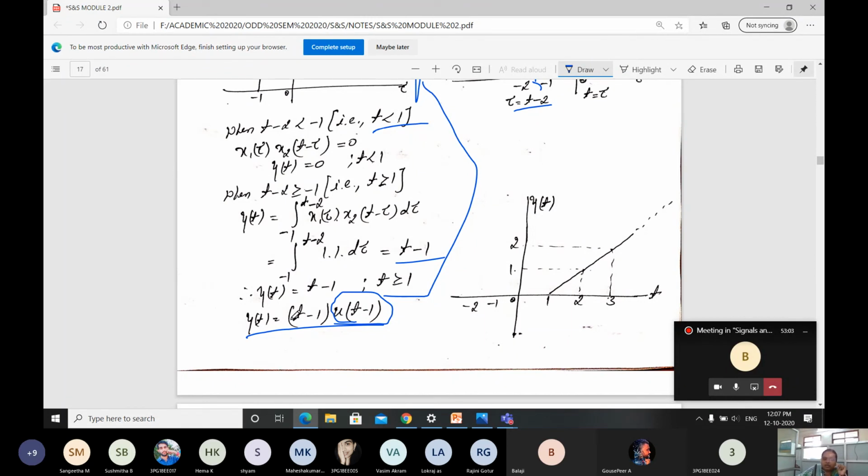When t equals 1, 1 minus 1 will be 0, right? And u of t minus 1 from 1 onwards is an increasing function. U of t minus 1 is always 1 only. Just focus on these values. When I substitute t equals 2, 2 minus 1, you will get 1. When t is equal to 3, you will get 2, and it keeps on increasing. This is what you have to draw, that is the y of t signal, the output signal.